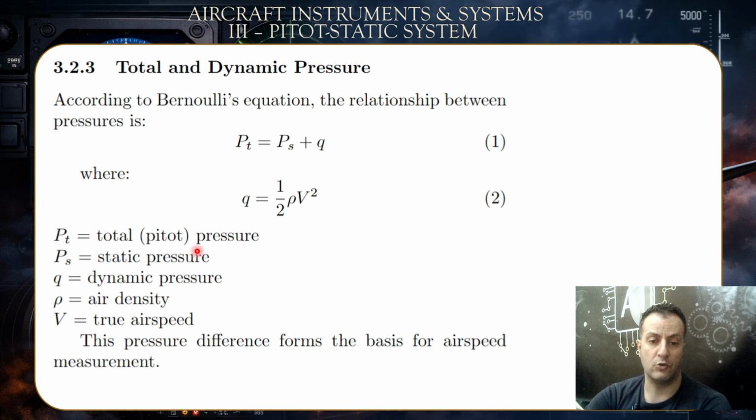So PT, or total pitot pressure, is equal to static pressure plus dynamic pressure, Q, which is 1/2 rho, air density, times V squared, true airspeed. This pressure difference forms the basis for airspeed measurement. Again, as we mentioned before, the difference between the ram pressure and the static pressure is what gives us the airspeed and other indicators.